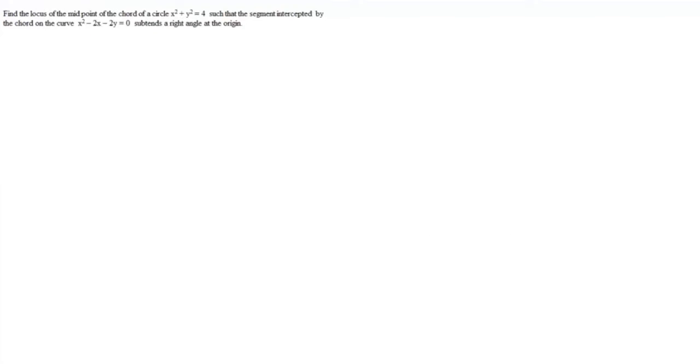Now here the question is, find the locus of midpoints of the chord of the circle such that the segment intercepted by the chord on the curve subtends a right angle at the origin. The first step is identify the point. So this point is midpoint of chord of a circle. So let this midpoint be P, and it is given by this alpha comma beta.